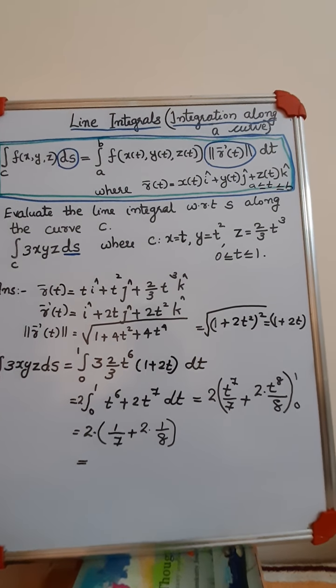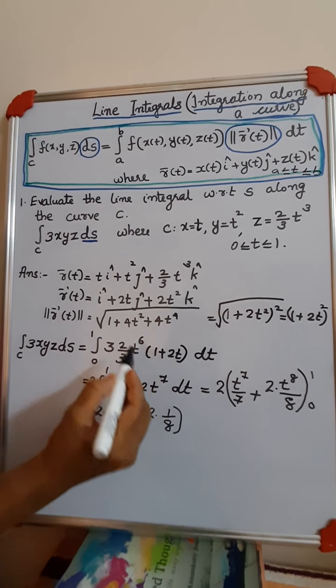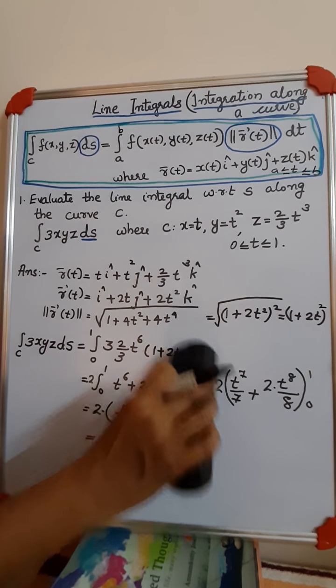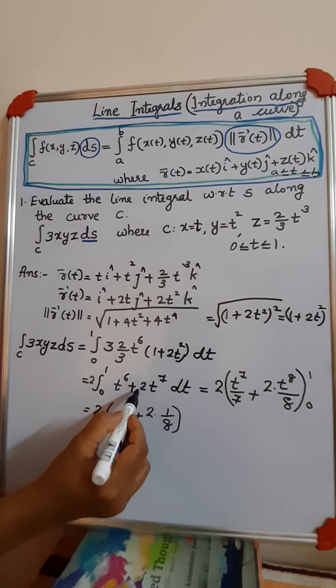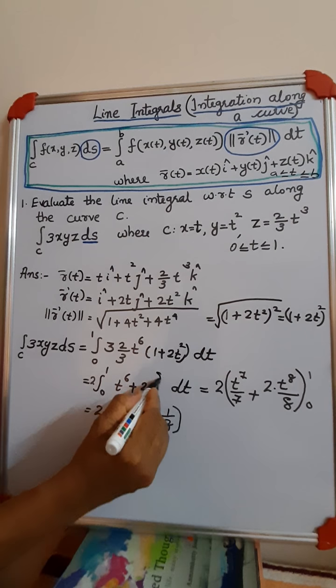Okay, actually there is a correction. This is 1 plus 2t square, the whole square. So there is 2t square here. This is also 2t square. So we can write t raised to 6 plus 2 into t raised to 8. T raised to 7 becomes t raised to 8.